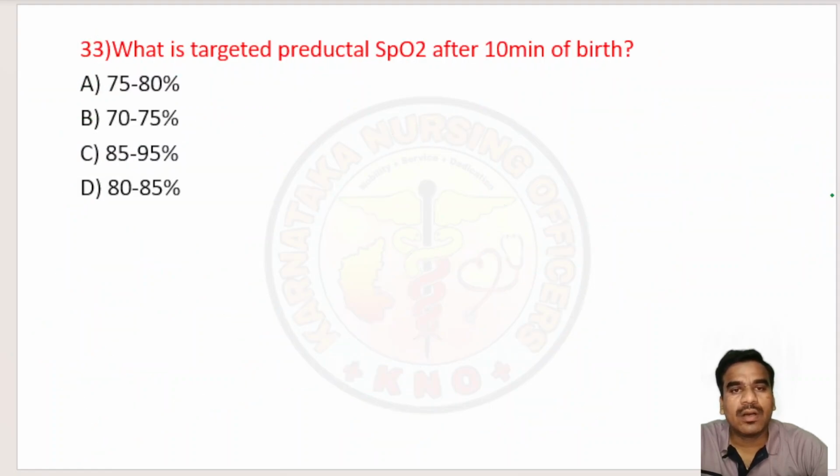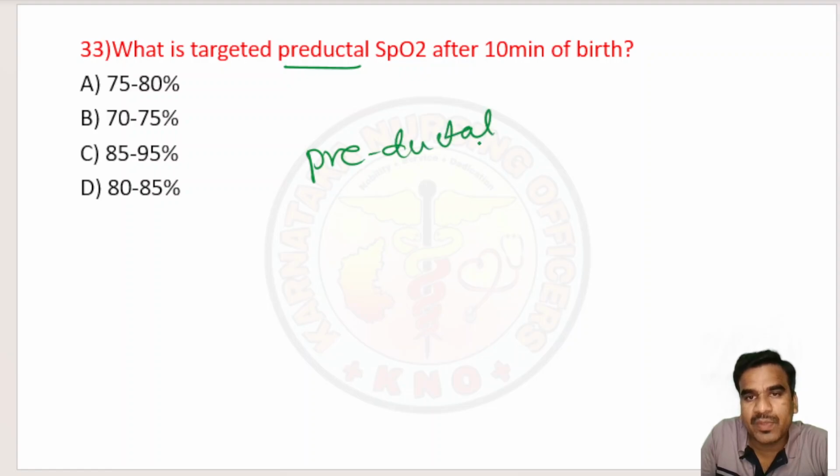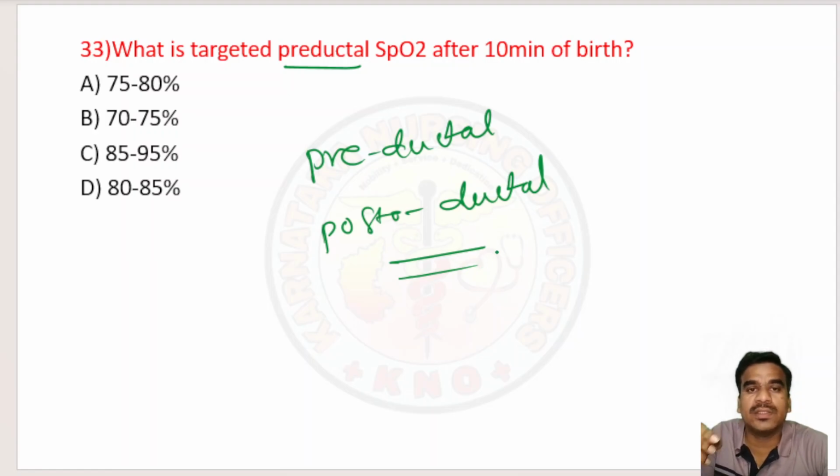The next question, what is the targeted pre-ductal SpO2? Pre-ductal SpO2 after 10 minutes of birth. Okay, so we have to look into this very carefully. There are two stages: one is the pre-ductal and the post-ductal. That's why I'm telling you, these are the most advanced questions we can expect in the upcoming exams. Okay, so pre-ductal and post-ductal.